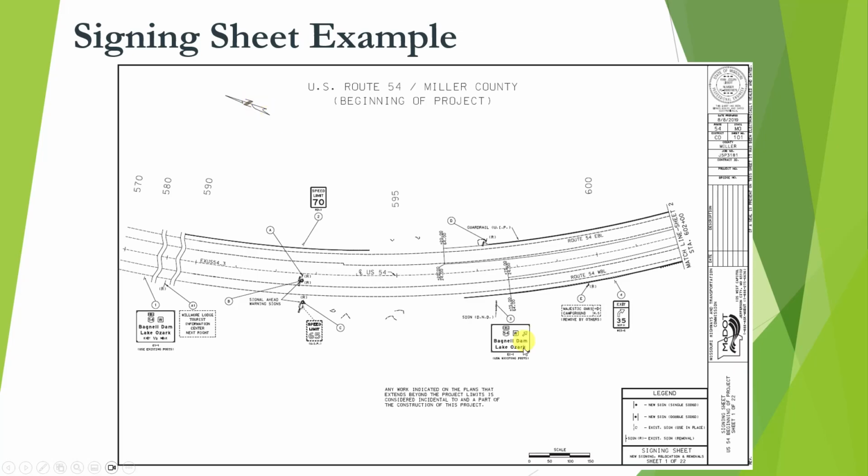You see your north arrow. You're going to get your scale down here. You're going to get a legend talking about what's on the signing sheet. You'll have all the signs that we're going to use. Now this is different signing than what we talked about. The other signing was traffic control signing.